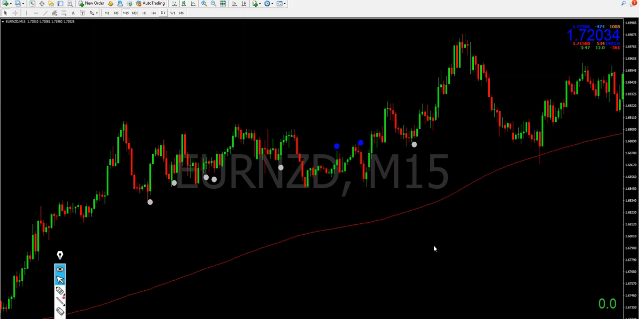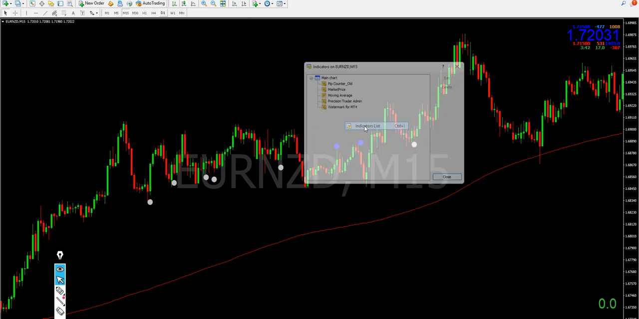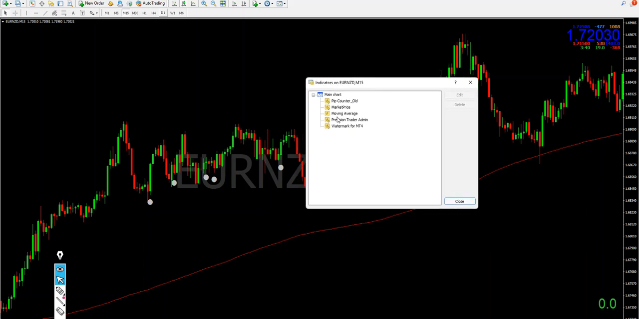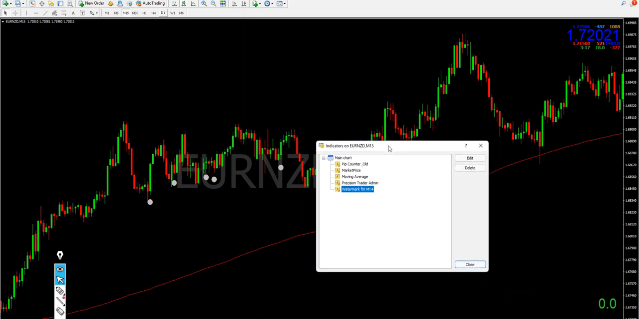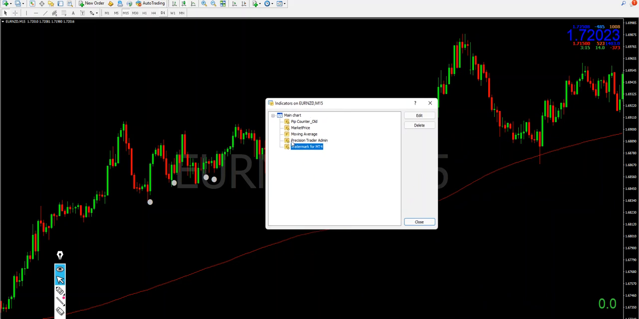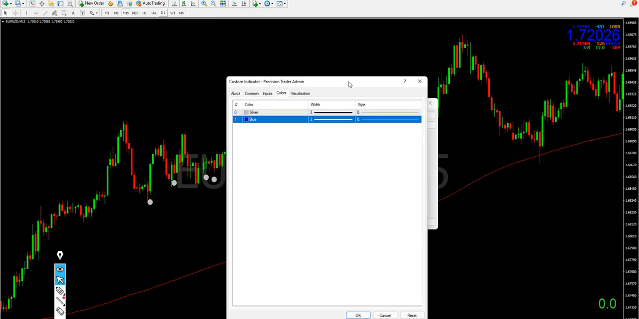Now, let me just quickly show you this. If you right click anywhere on the chart and go to indicators list, you will see the various indicators I have there. You can see that is the pip counter, that is the market price, and you can see the watermark there. That's the currency pair in the background. But what we want is the Precision Trader. So let's double click on that, and it brings up the Precision Trader for us.